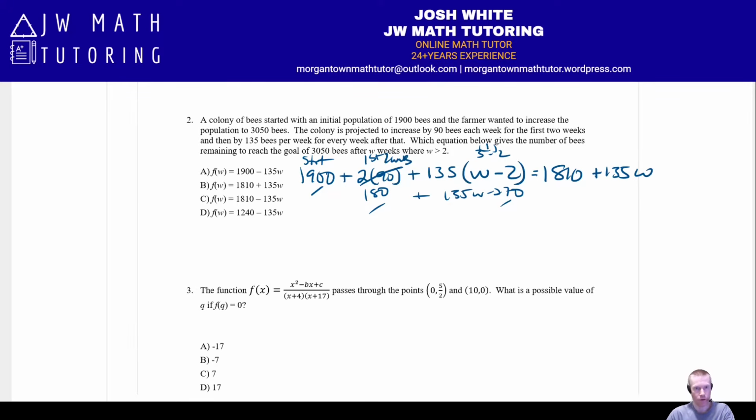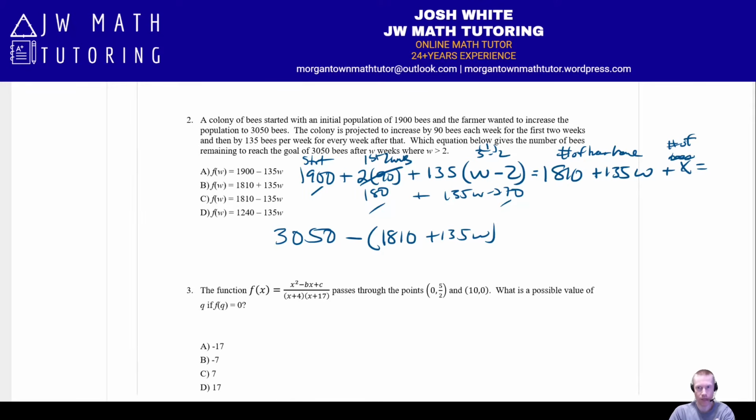But this question wants to know how many are remaining to reach the goal of 3050. So all we're going to do is subtract 3050 minus the number of bees we currently have. That will tell us how much is left or remaining. Or think about it like the number of bees that you have is this, and then you add x, that's the number of bees remaining or needed. And then together those would equal the 3050.